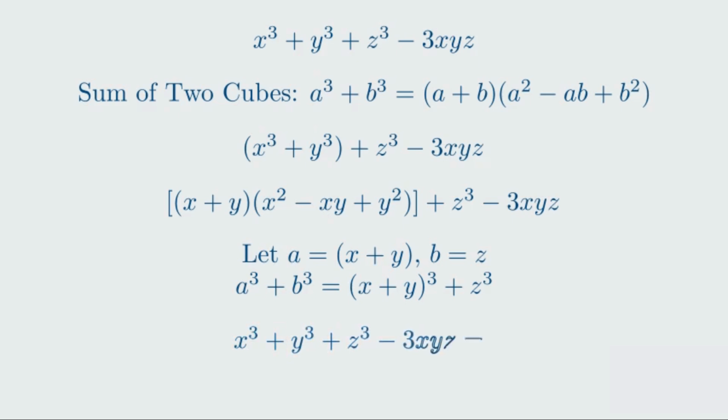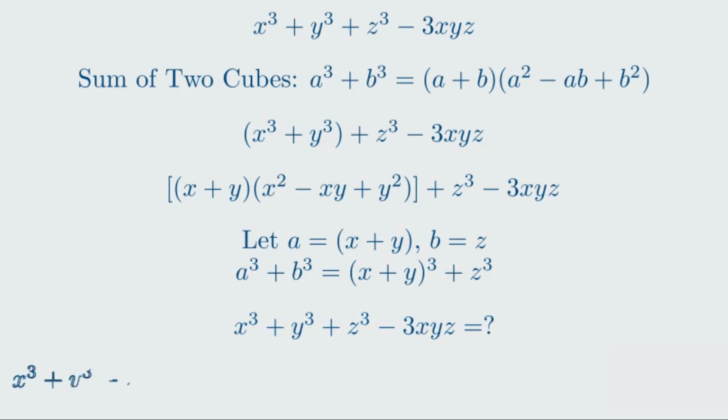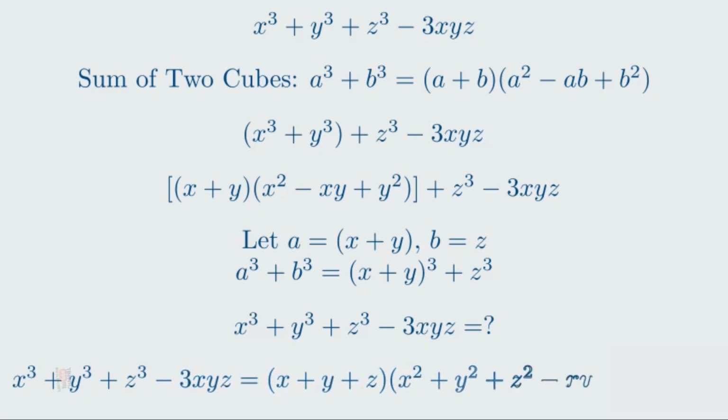We want to factor this into something involving x plus y plus z. It turns out the complete factored form is the quantity x plus y plus z times the quantity x squared plus y squared plus z squared minus xy minus yz minus zx. This is a key identity, and it's our first objective accomplished. We have successfully factored the sum of 3 cubes. This is a powerful tool we'll use in the next step.